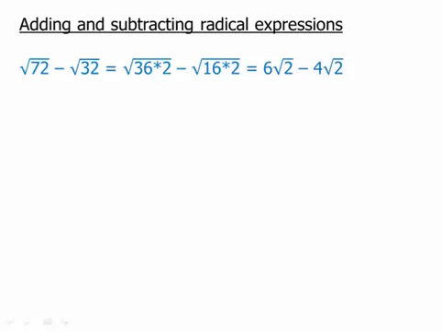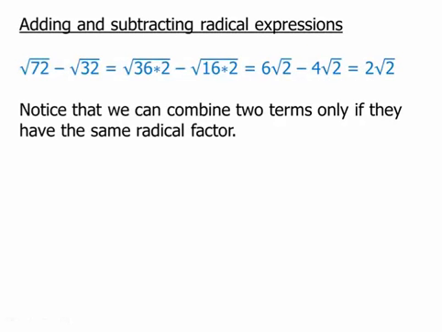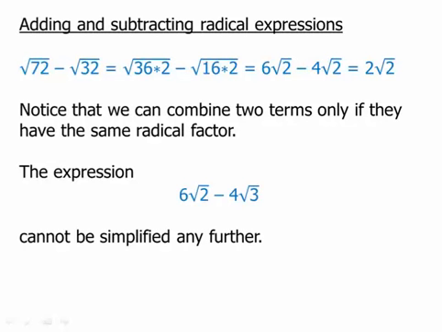Well, now we have the same radical factor. And in fact, 6 of anything minus 4 of that same thing would have to equal 2 of that thing. So it has to equal 2 root 2. Notice that we can combine two terms only if they have the same radical factor. The expression 6 root 2 minus 4 root 3 cannot be simplified any further because those radical expressions are not equal.